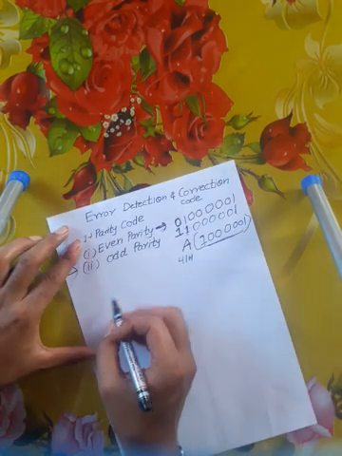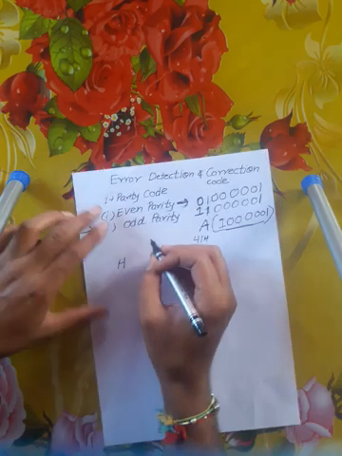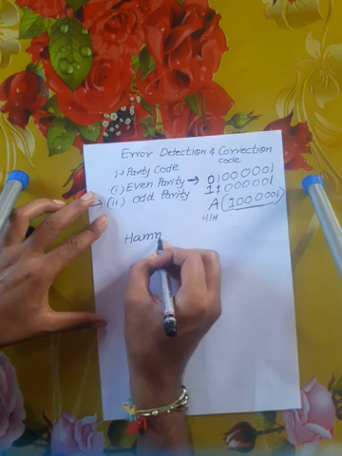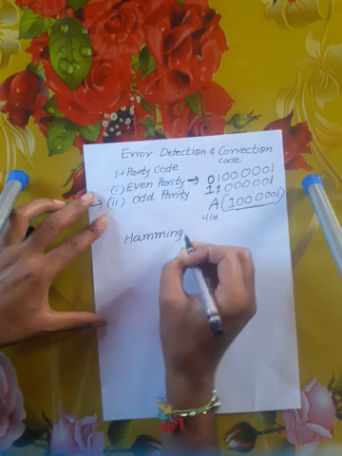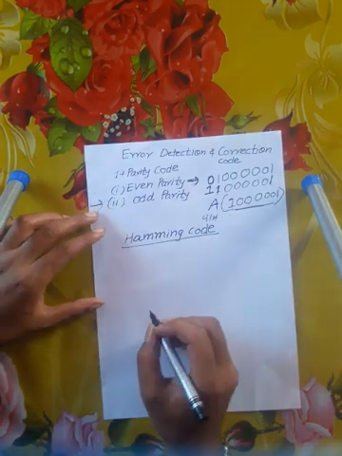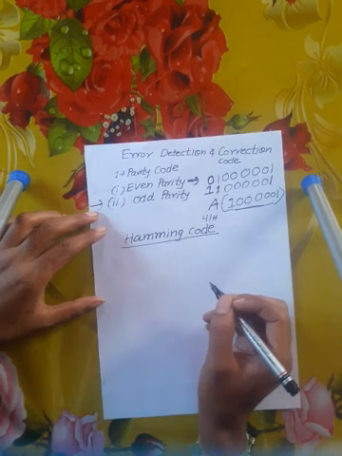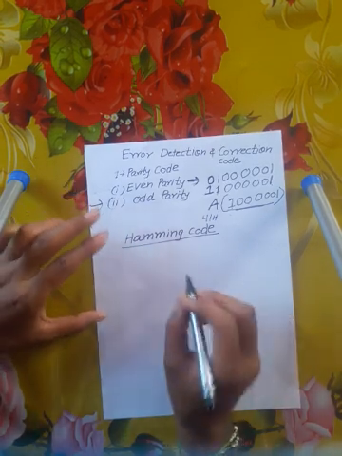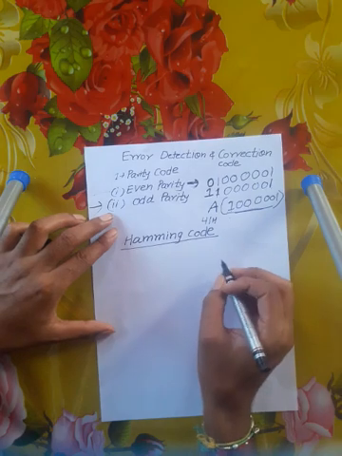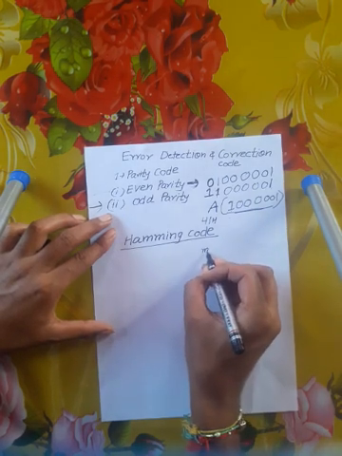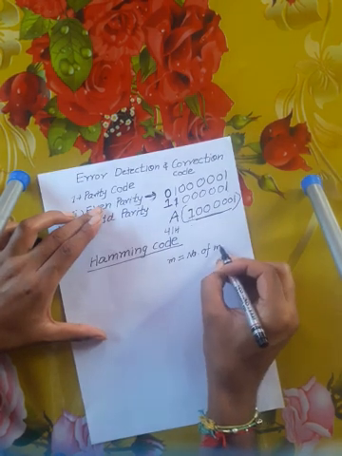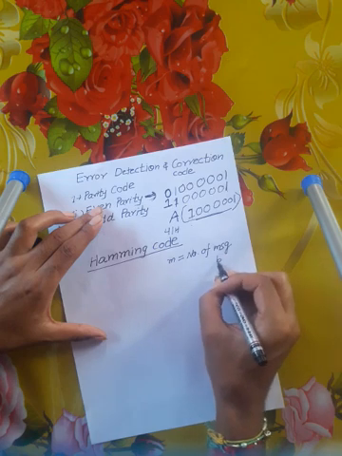Okay, next most important is Hamming code. In case of Hamming code, you can detect as well as correct the code. We will see how to generate the formula for Hamming code. In this, suppose M is the number of message bits. This is your actual signal.